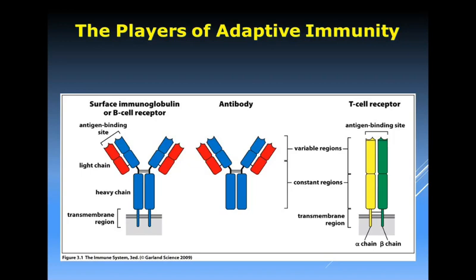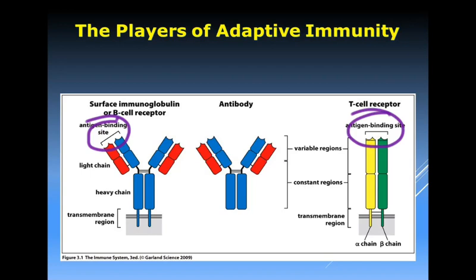Initially, they're stuck on the surface of the cells, but they've got these regions here and these regions here that are very specific for very specific antigens. They can only bind to a very, very few antigens. Maybe 1,000th or a 10,000th or even less of the antigens that come into the body will be able to bind to one specific T cell.